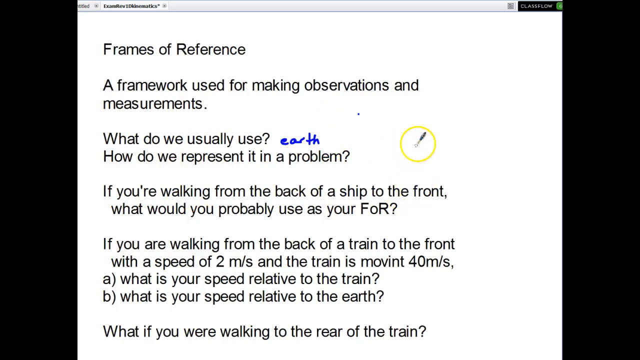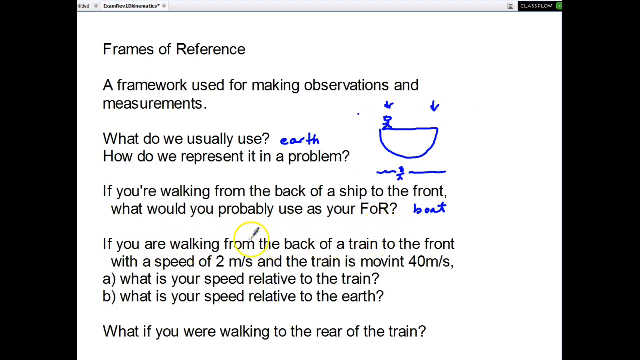So if you're walking from the back of a ship to the front, what would you use for your frame of reference? If you were on a ship and you were walking from here to a point here and you wanted to tell someone how fast you were moving, would you tell them how fast you were moving relative to the boat, which is stationary relative to you? Or would you tell them how fast you were moving relative to this guy over here on the shore watching the boat go by? Because if you're moving on top of the boat's motion, your velocity relative to this guy is different than your velocity relative to the boat. So you're probably going to use the boat for the frame of reference as you're walking on the boat.